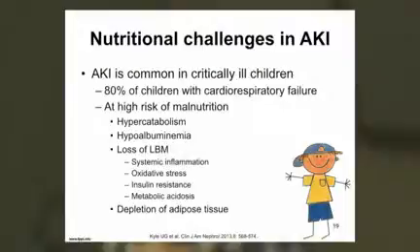80% of children with cardiorespiratory failure may suffer from acute kidney injury, and they are at high risk of malnutrition because of the hypercatabolism, hypoalbuminemia, and the loss of lean body mass, because of all the different reasons why this is happening that I'm not going to go into detail. What we need to remember with children is that they don't have the same stores as adults, and they quickly lose especially their muscle tissue as well as adipose tissue.